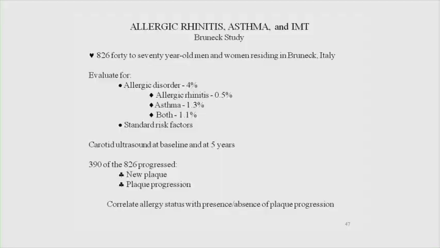The Bruneck study looked at 826 40 to 70-year-old men and women residing in Bruneck, Italy. You're going to look for allergic disorders. 4% of them had an allergic disorder. Look at standard risk factors. Do a carotid ultrasound now and 5 years later. 390 of the 826 had progressed. They had new plaque or their plaque had progressed. Let's see if allergy status at baseline is predictive of who will and who will not have progression of their atherosclerosis fairly late in life, between ages 40 and 70.